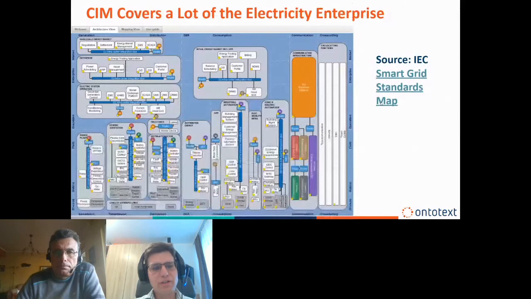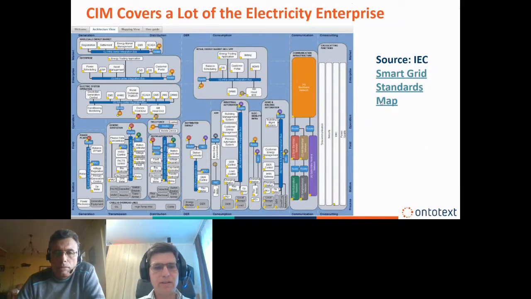So if we move next. Yeah, this is just a view of areas that CIM covers, and I think the time doesn't really allow to go into the details, but we see here a lot of areas of the electricity enterprise and distribution, transmission, the DER, the consumption, and all these areas have their mapping to the smart grid model and to the CIM in general.